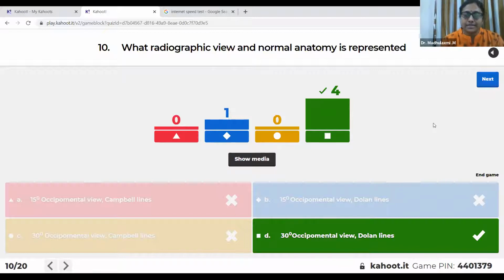4 of you have got it right. It's the 30-degree occipitomental view and Dolan lines. It's basically used to elicit the zygomatic portion of the bone well. It's Waters view, an angled PA view with the patient gazing upwards.